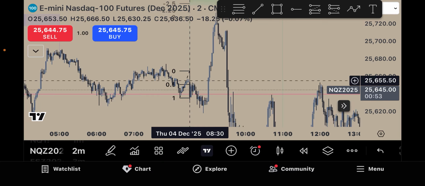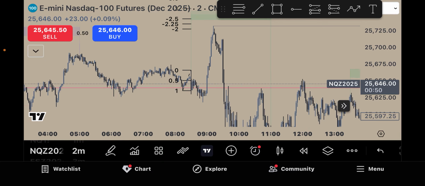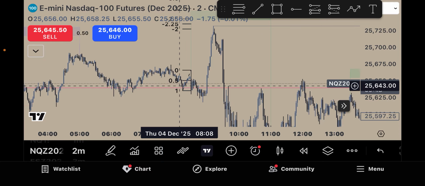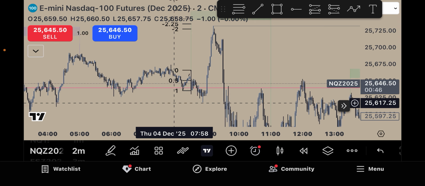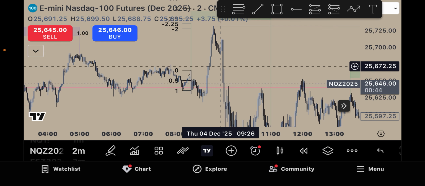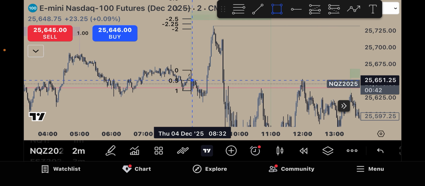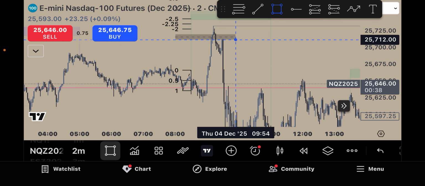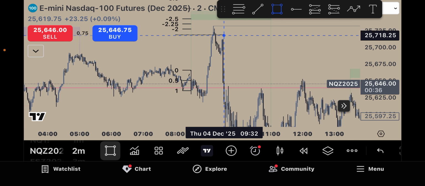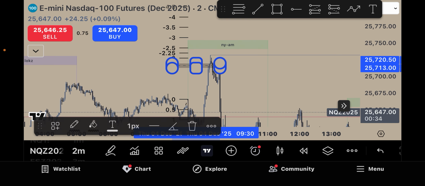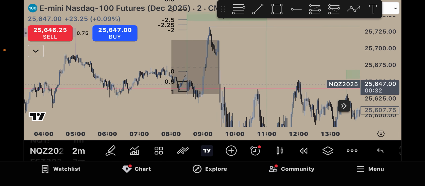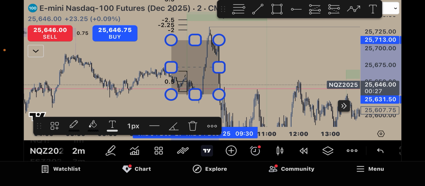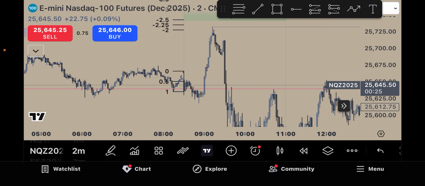I feel like, for me, personally, I do anything from pretty much 8 a.m. right here to 9:30, right? So this would be my zone for entries. This to this, pretty much. Not entry zone, but my anchor zone, right? And essentially, you mark this out.